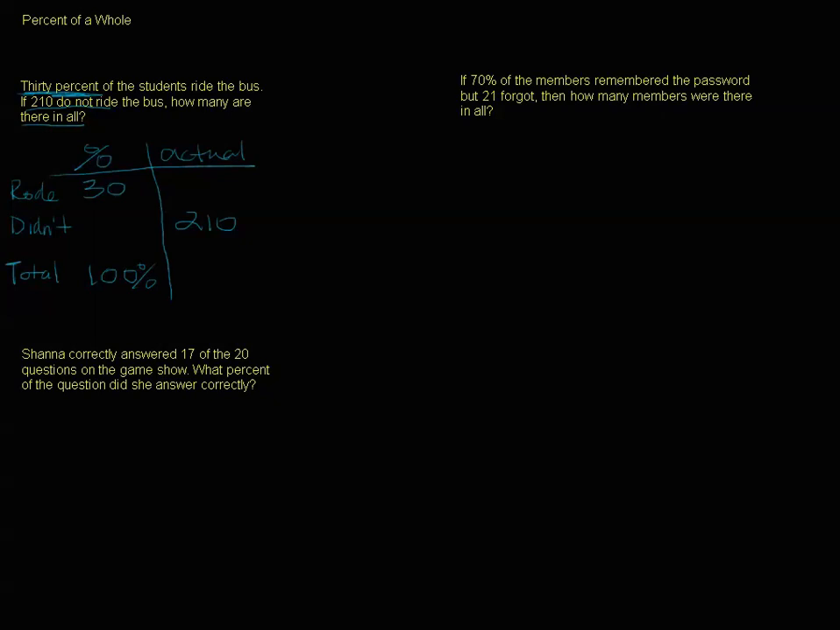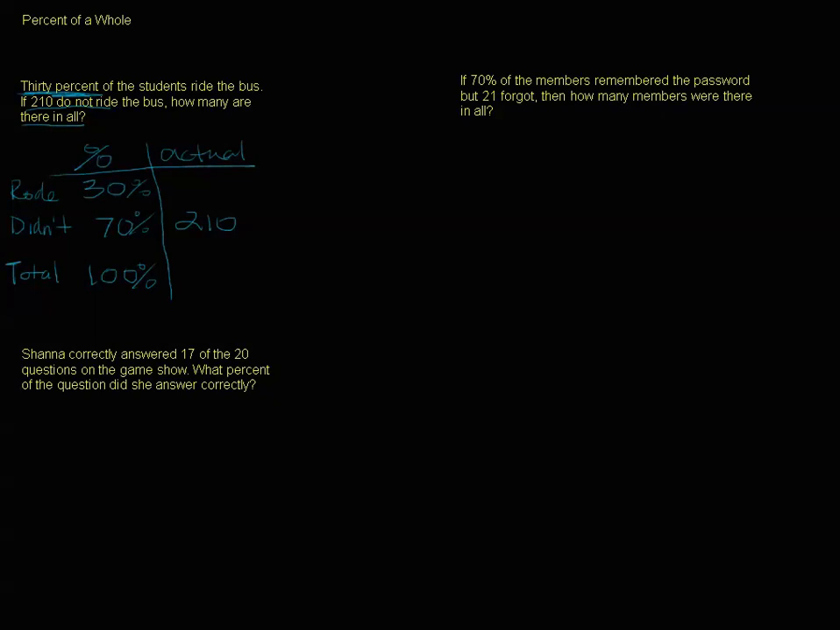We can't set up a proportion right away, because we know the percent that rode, but we don't know how many actually rode the bus. And we know how many actually did not ride the bus, but we don't know the percent. But we can find the percent because these two numbers have to equal 100%. So to find this percent, we're just going to subtract 100 minus 30, because the percent that rode and the percent that didn't has to equal 100%.